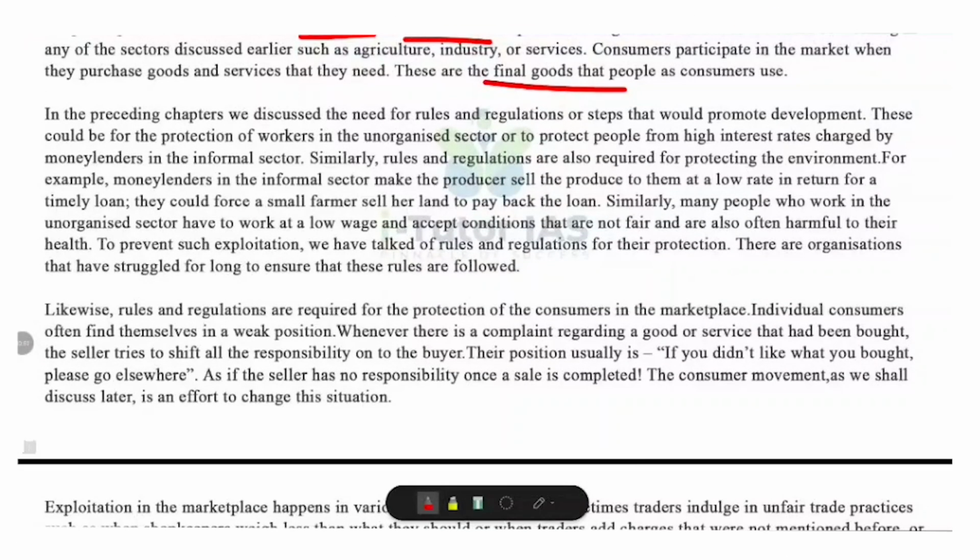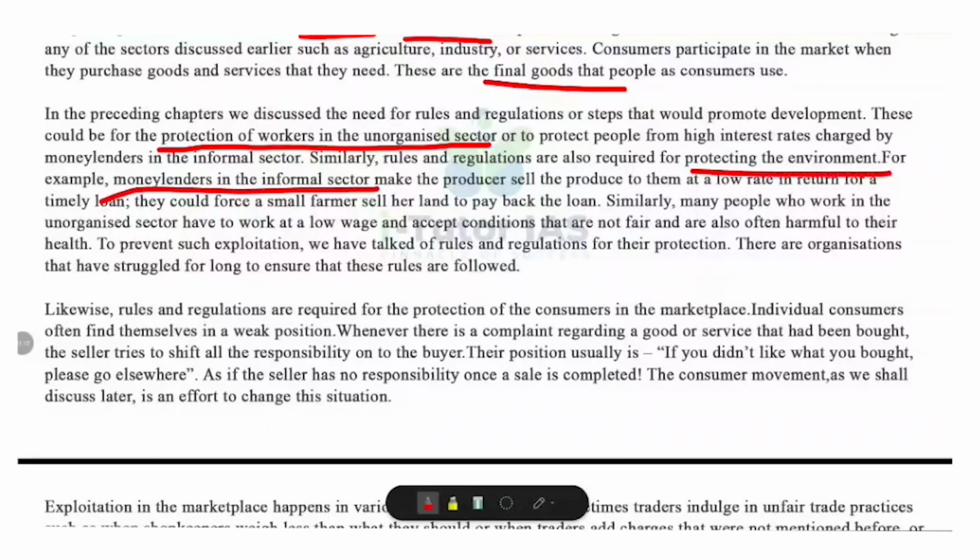Now, why do we need rules and regulations? In the earlier chapter, we already discussed why rules are necessary. They are made to protect people from exploitation and to ensure fairness in society. So, we made rules and regulations for mainly three reasons: for the protection of workers in the unorganized sector, for protecting borrowers from moneylenders in the informal sector, and also for the protection of the environment.